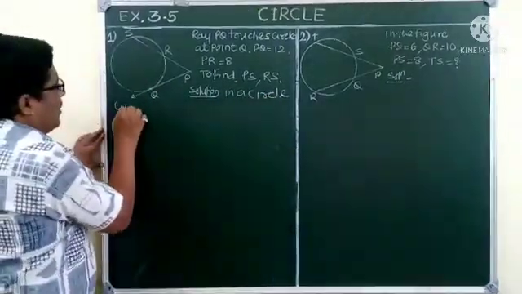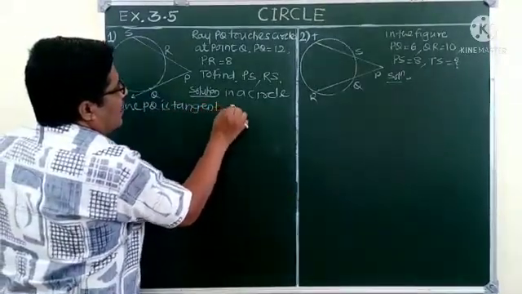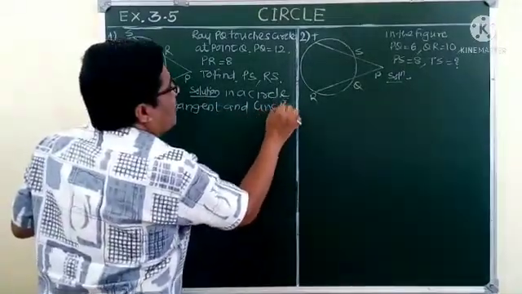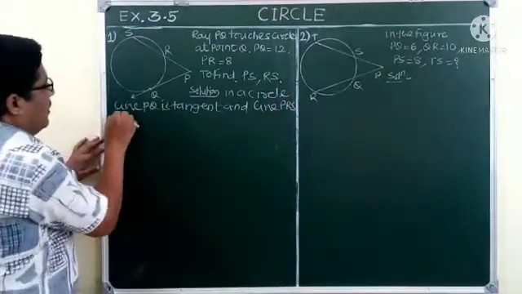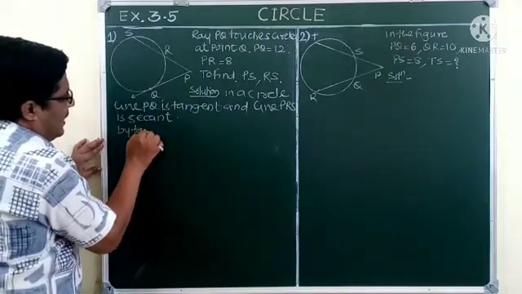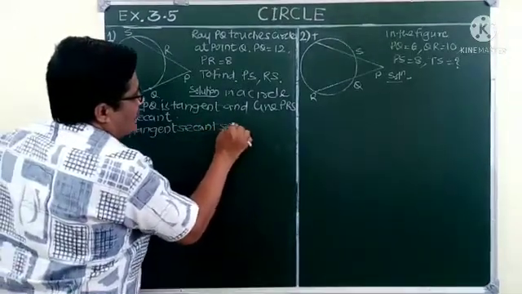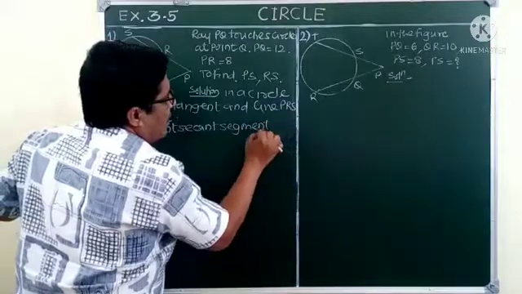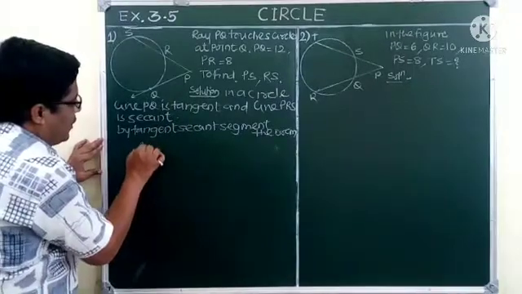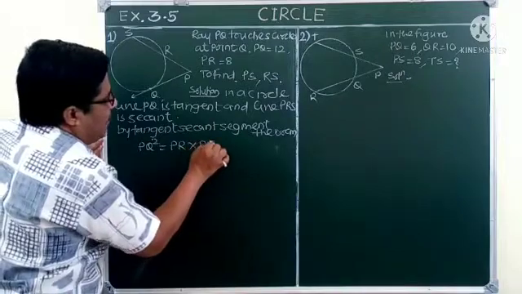circle, line PQ is tangent and line PRS is secant. Therefore, by tangent secant segment theorem, we can write PQ square is equal to PR multiplied by PS.